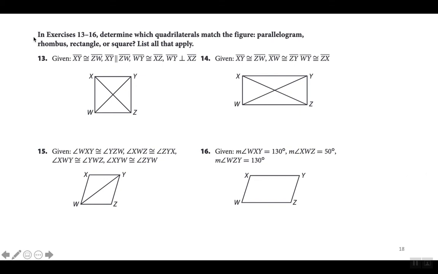All right, guys, you're going to have questions on your homework like these where you got to determine which quadrilaterals are parallelograms, rhombuses, rectangles, squares, etc. And you got to list all the names that apply. So some of these have more than one correct answer. Okay, and I'm going to show you what I did here to help you guys answer these questions because it's hard to remember all these different conditions.